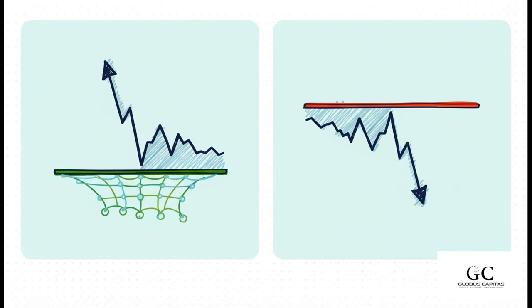Let's break those two ideas down. First, you've got support. This is like a price floor where buyers suddenly step in and say, okay, the price is right. It's a level where a falling price tends to find its footing and bounce. On the flip side, you have resistance. That's the ceiling, where sellers take over and say, whoa, not so fast. It's a point where a rising price often hits a snag.